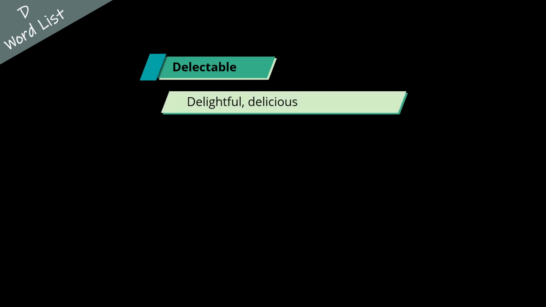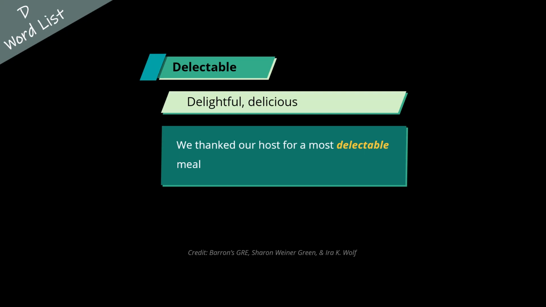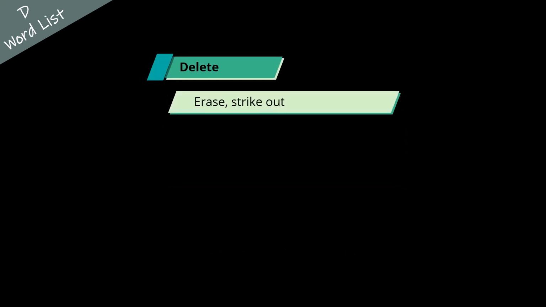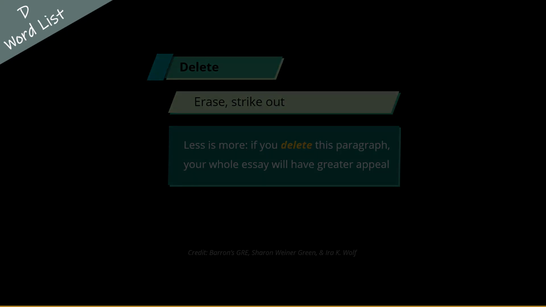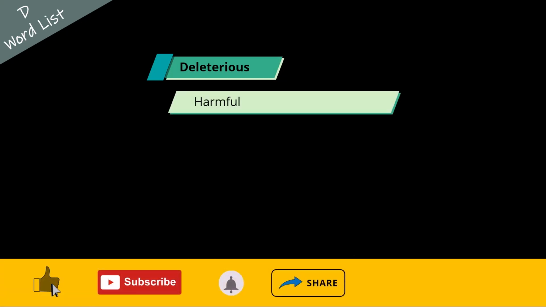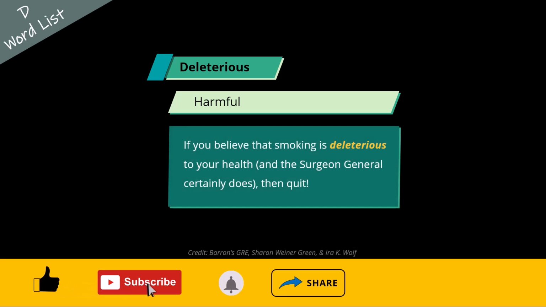Delectable means delightful, delicious. For example, we thanked our host for a most delectable meal. Delete means erase, strike out. For example, less is more. If you delete this paragraph, your whole essay will have greater appeal. Deleterious means harmful. For example, if you believe that smoking is deleterious to your health, and the Surgeon General certainly does, then quit.